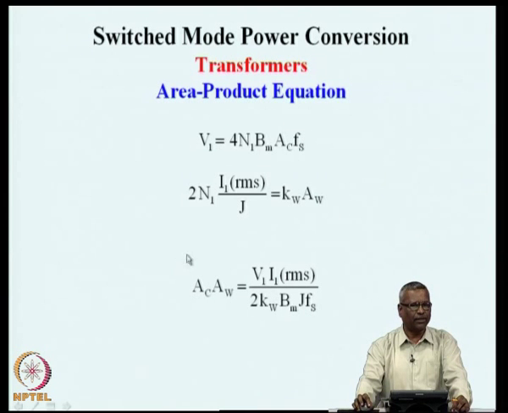So, we see that the core has to be bigger if you want to transfer large power V into I, and the core size is also inversely proportional to the window space factor, inversely proportional to the flux density of the core, inversely proportional to the current density, inversely proportional to frequency. This is an important observation.